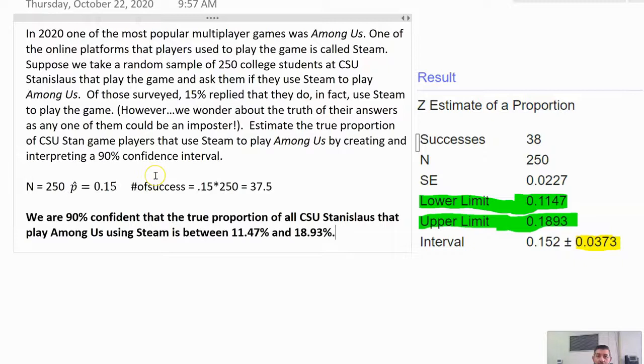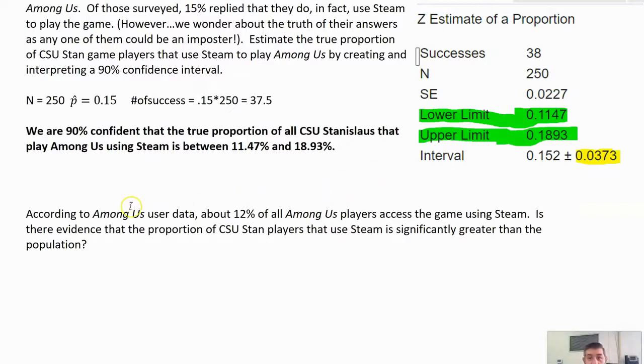Now we missed the conditions for inference, but I'll show that to you in the hypothesis test. All right. So here, let's take a look at our hypothesis test. So let's say we have the next question. According to Among Us user data, about 12% of Among Us players access the game using Steam. Is there evidence that the proportion of CSU STAN players that use Steam is significantly greater than what we see in the population or of all people?